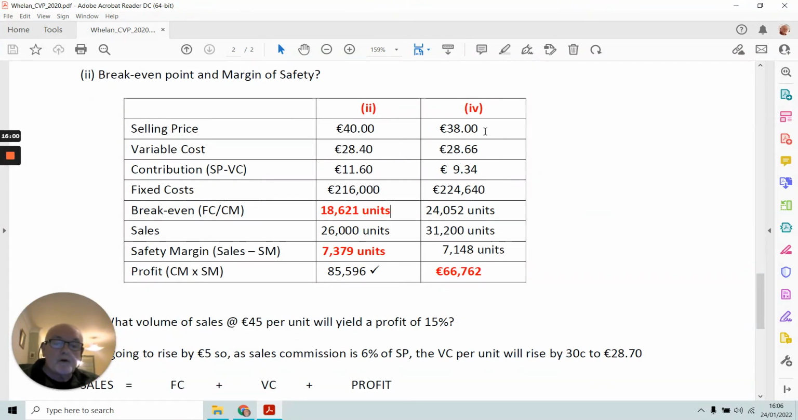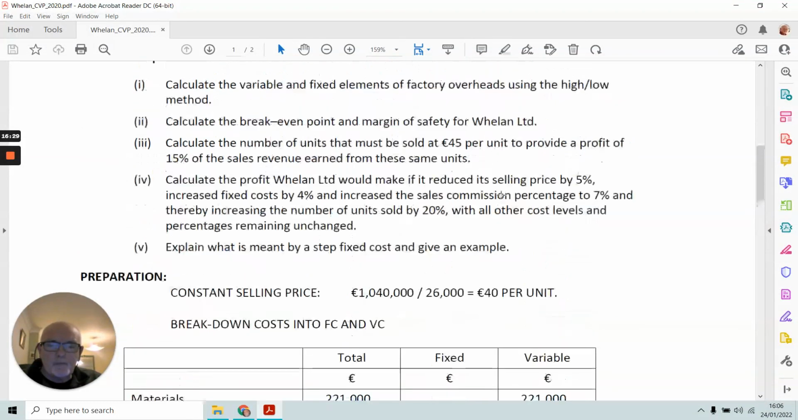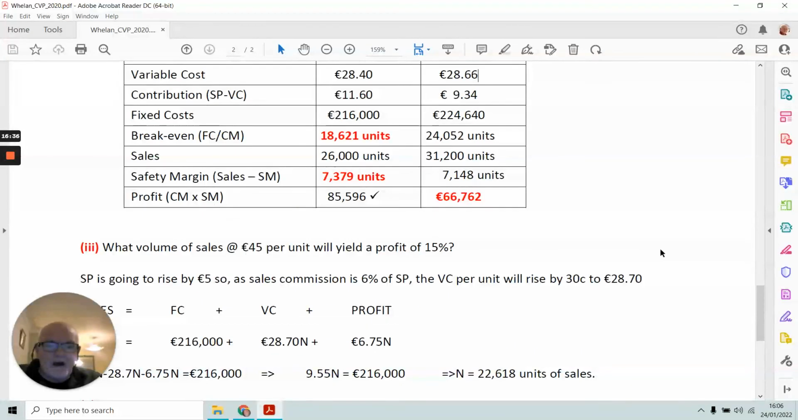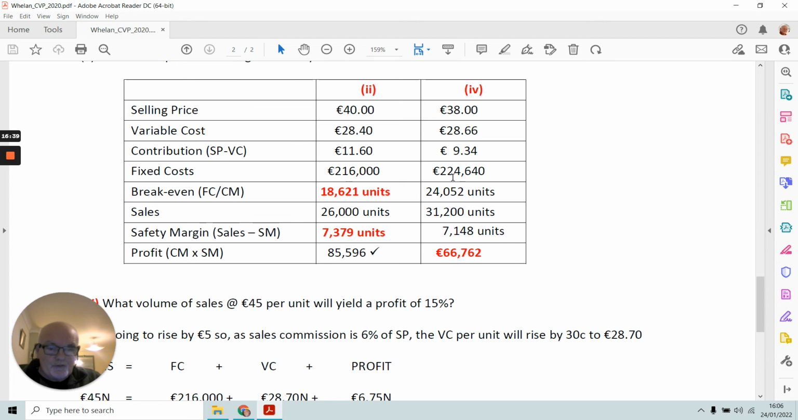referred to as 4. Our selling price has gone from €40 to €38. Our variable costs that were €28.40 are now €28.66. That gives us a contribution margin of €9.34 per unit. Our fixed costs are no longer €216,000, but they've gone up by a percentage, to €224,640. Remember, we said the fixed costs were going up by 4%, and if you get 104% of €216,000, you get €224,640.